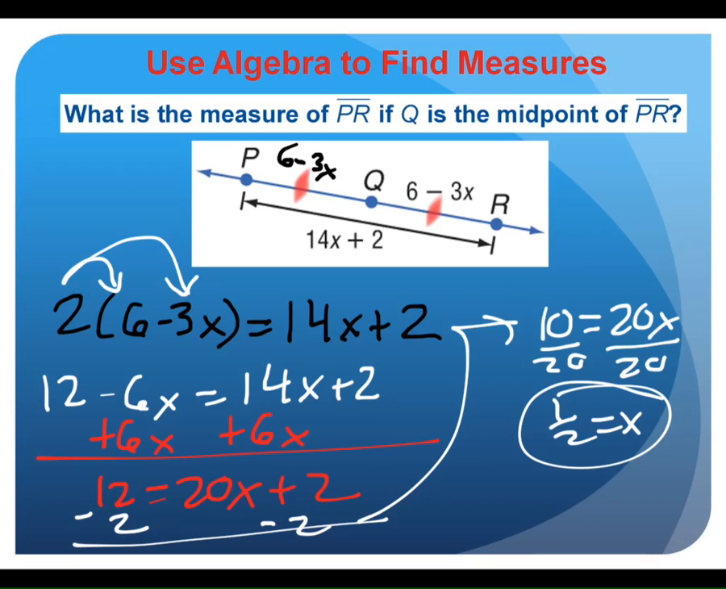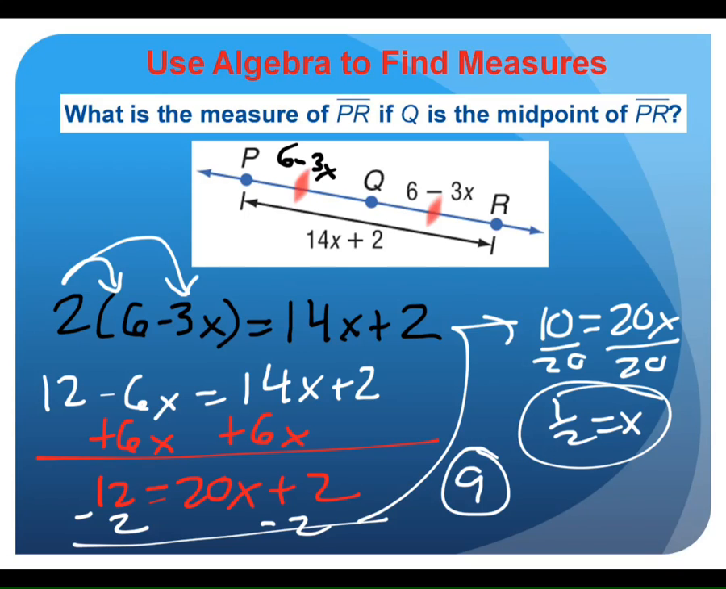So that found the variable, but the question asked, what is PR? So what is from here to here? Well, now that I have x, I'll just plug it into there. 14 times 1/2 is 7. Add another 2. How much is PR? 9. So just be sure in these questions that you know what it's asking. Sometimes it just asks you to solve for the variable. Other times it asks you, how long is this piece? How long is this piece? Once you have the variable, you can just plug it back into whatever one you need.